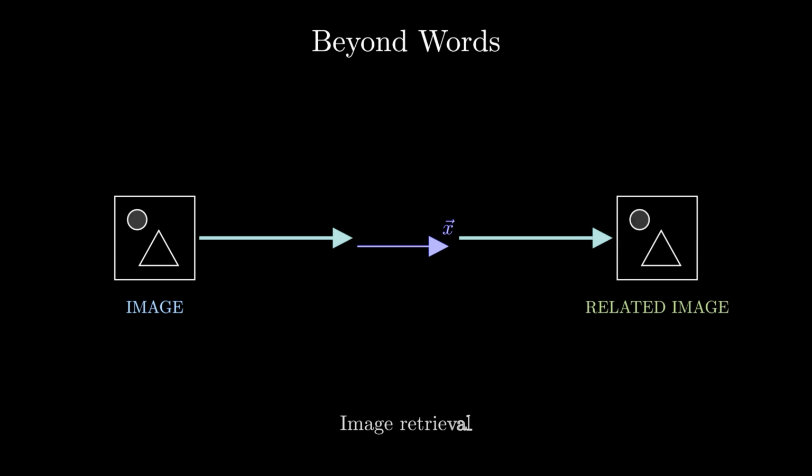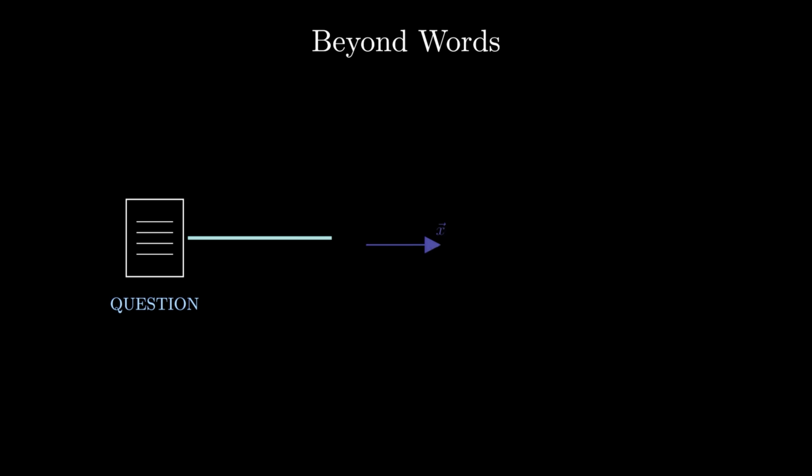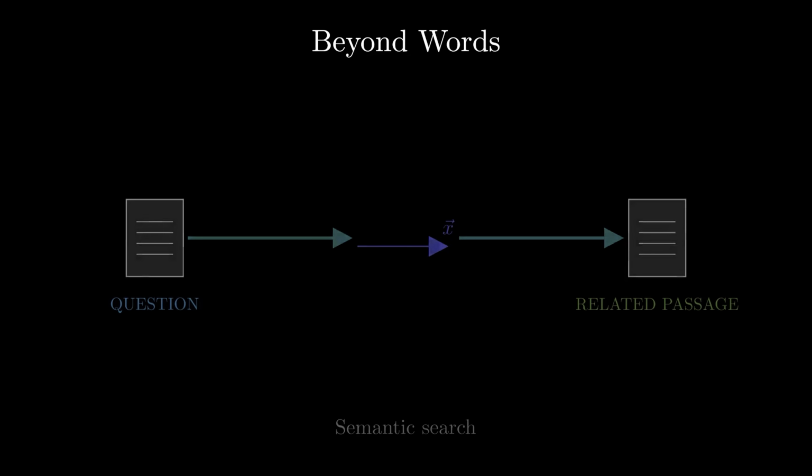So now the question arises, how does AI actually calculate similarity? An image can be converted into a vector and compared with other image vectors, helping a system retrieve visually related images. A user's interest can also be represented as a vector. A recommendation system can then compare it with available content and suggest relevant items. The same works for documents. A question becomes a vector and the system searches for passages with similar meaning even when they use different words.